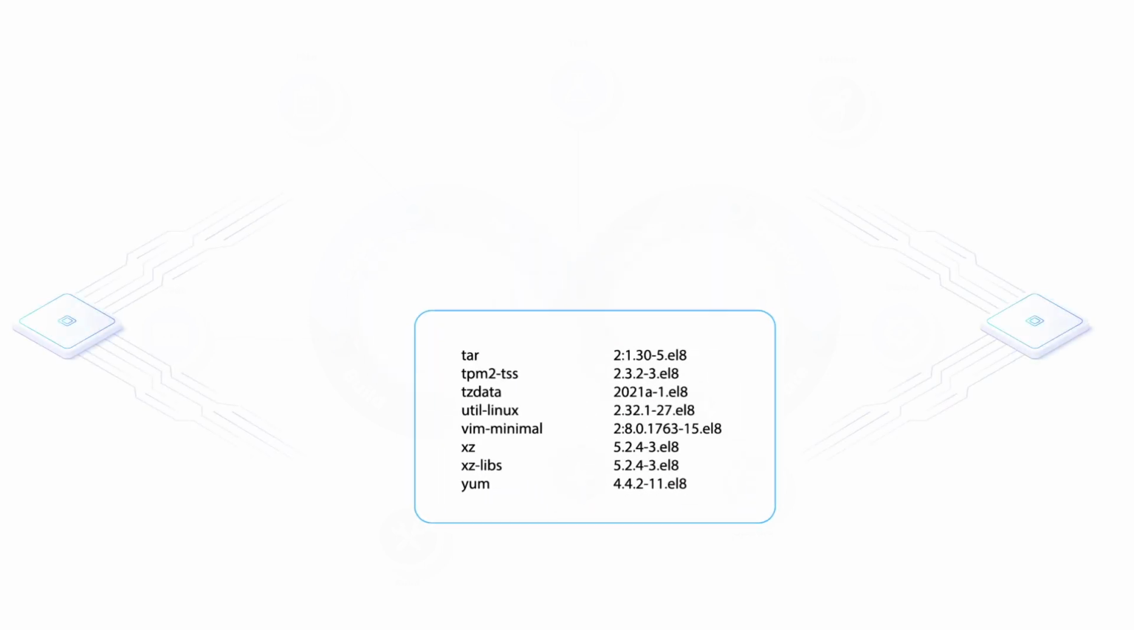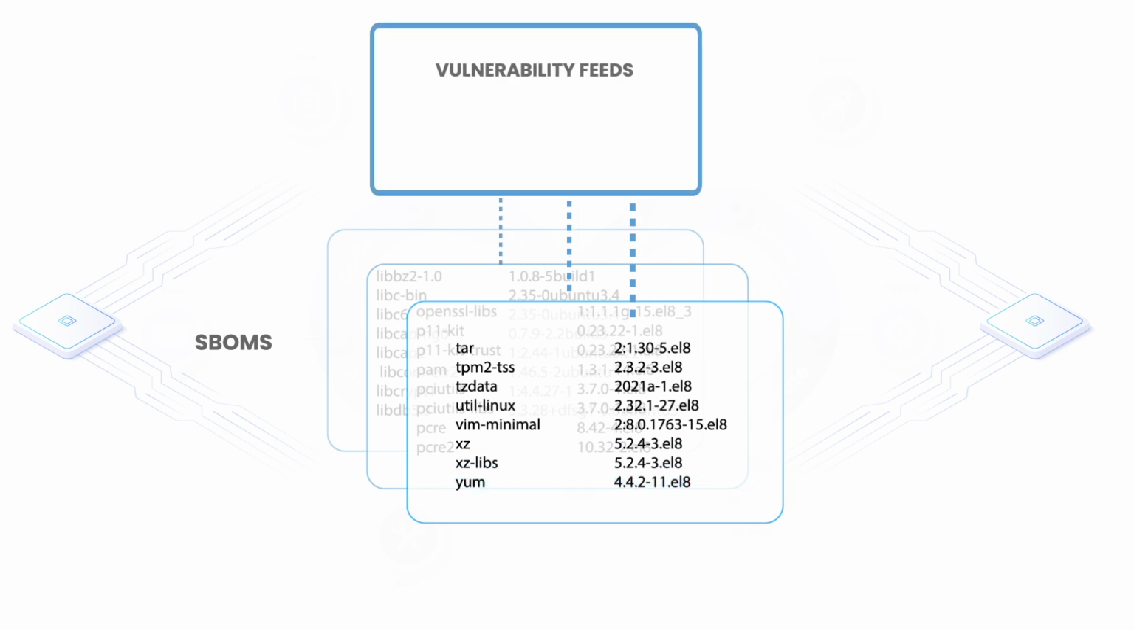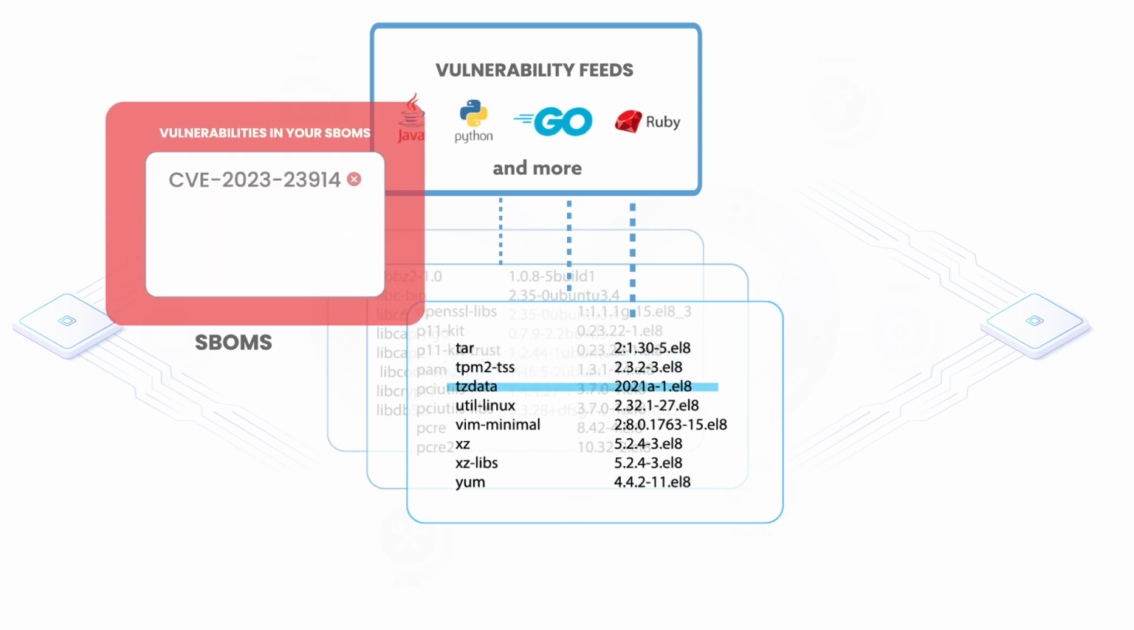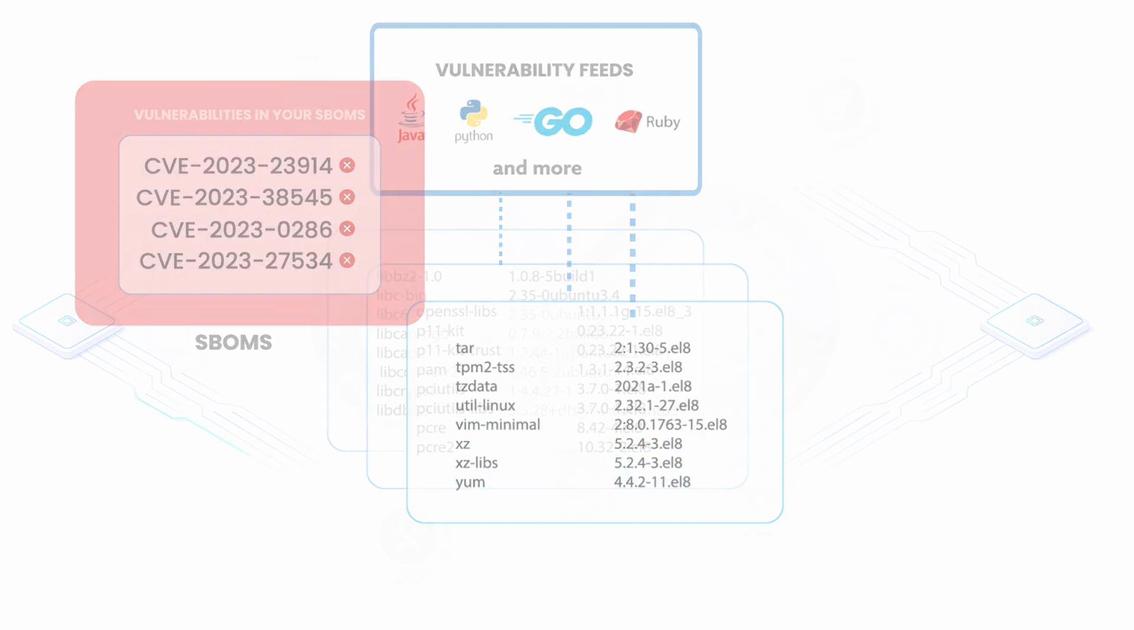Anchore Enterprise scans the stored SBOMs for security issues, such as known vulnerabilities, secrets, or malware. It can detect issues in common operating system packages from Red Hat, Canonical, Debian, Alpine, and more. It can also scan for issues in popular language ecosystems such as Java, Python, Go, Ruby, and more. Anchore not only scans immediately after the SBOM is generated, but will continuously scan the SBOM, ensuring you are notified of new vulnerabilities as soon as they are published.